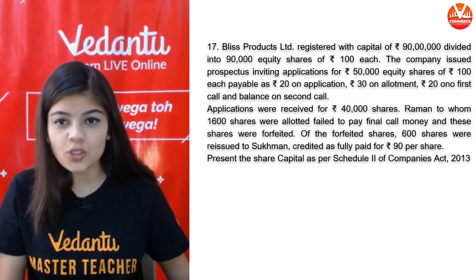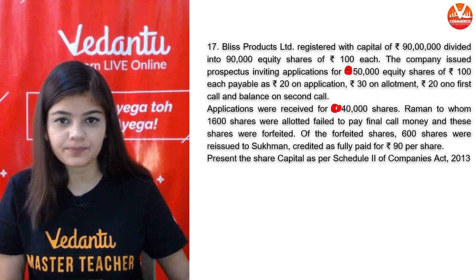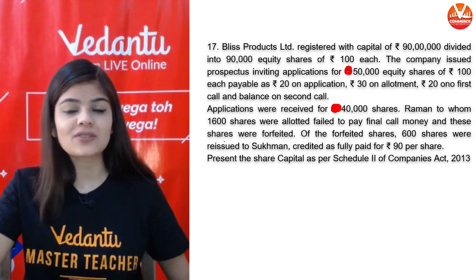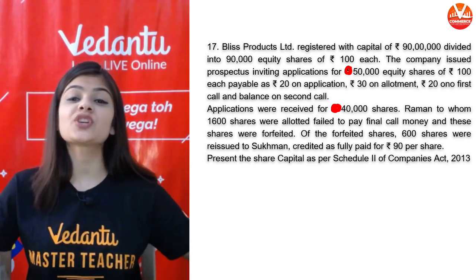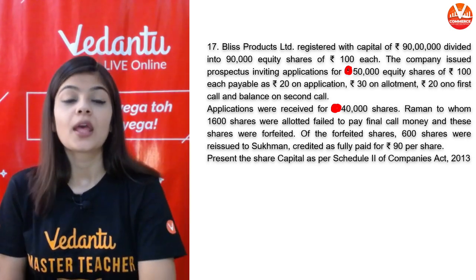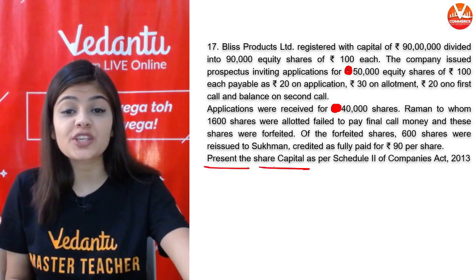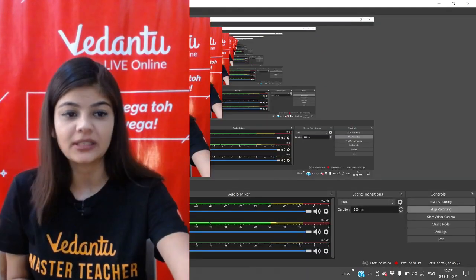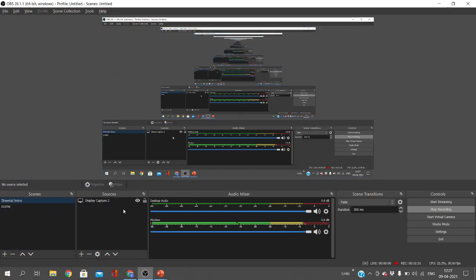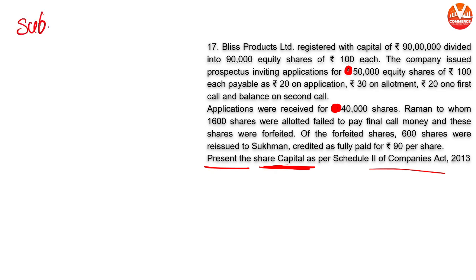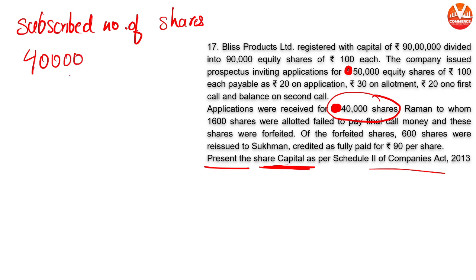So let me tell you that this is not rupees, this is 50,000 shares. 50,000 equity shares have been issued and applications are received for 40,000 shares. So now we have to present this information in the balance sheet. We have to present share capital in the balance sheet. First of all, we will calculate the subscribed number of shares. We issued 50,000 shares, but applications were received for 40,000. So the subscribed number of shares was 40,000.